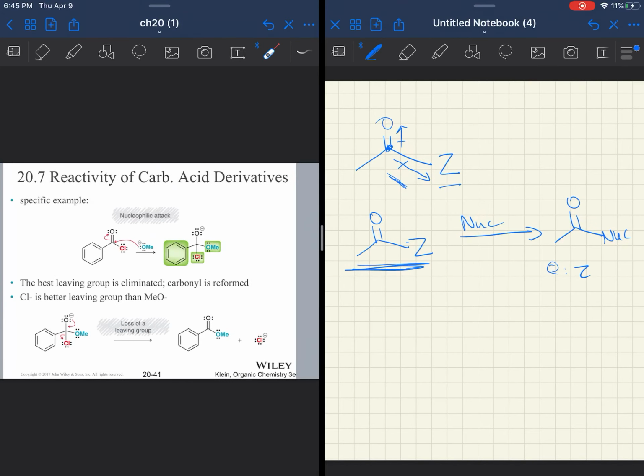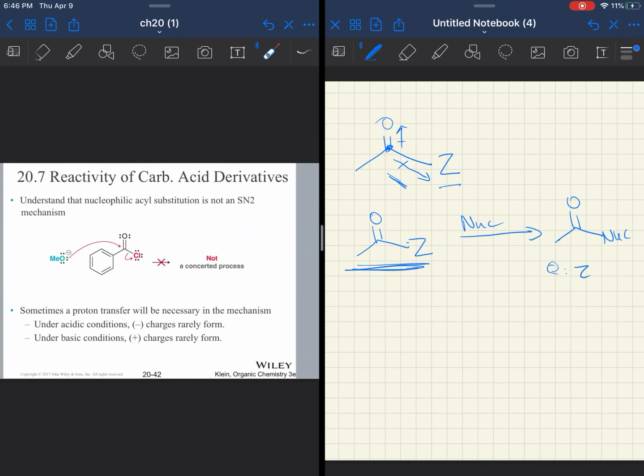I will say this an abnormal amount of times. All right, and then it will close back in on itself. And if you have something that works as a good leaving group, the leaving group will leave. There's going to be a lot of specific examples. This is alcoholysis, which we will cover as we move forward into specific reactions.